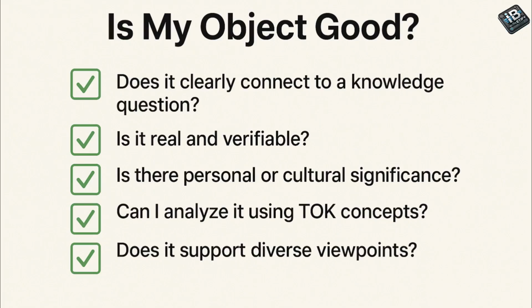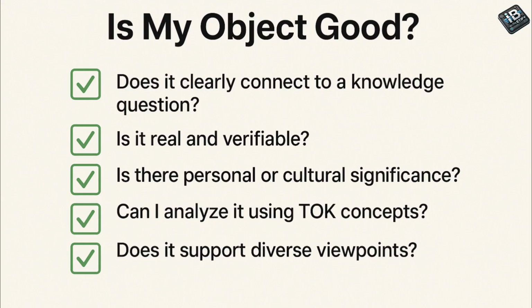So how do you know if you've chosen good objects? Ask yourself, can I clearly explain how this object links to a prescribed knowledge question? Can I analyze it using TOK vocabulary, ideas like evidence, justification, bias, and perspective? If the answer is yes to most of these questions, then you're on the right track.